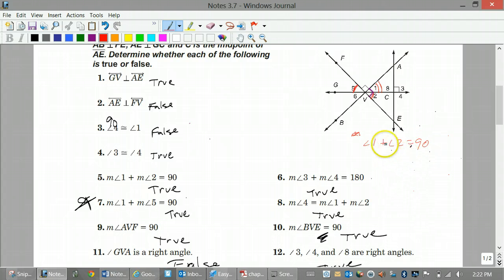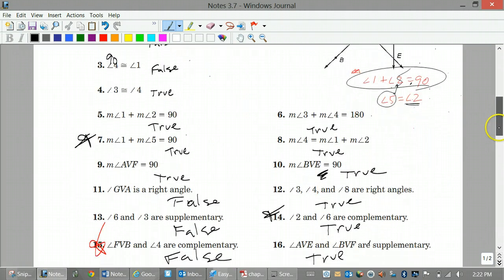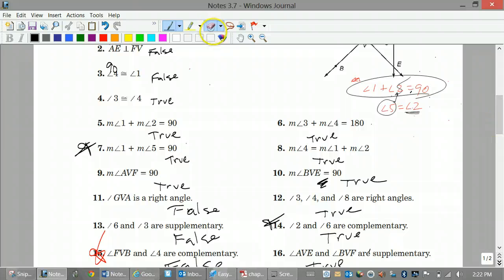If you notice that this is a straight line, this whole thing adds up to 180. That whole thing includes 3 different parts, which includes this angle right here, that angle being 90. So we have to add all 3 of these things up to equal 180.